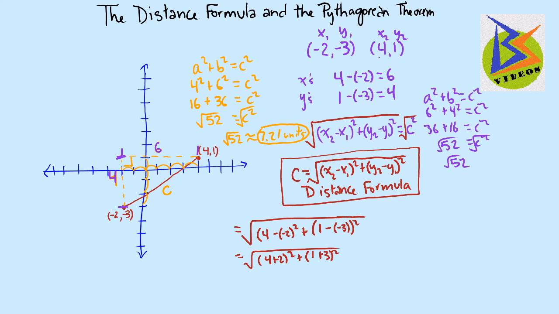I see a lot of people make a mistake when they subtract the negative. Subtracting a negative is the same as saying plus a positive. Okay, so we take the square root of 6 squared plus 4 squared, which equals the square root of 36 plus 16, which equals the square root of 52, which we said was approximately 7.21 units. So hopefully that helps you with the distance formula and how that connects to the Pythagorean theorem.